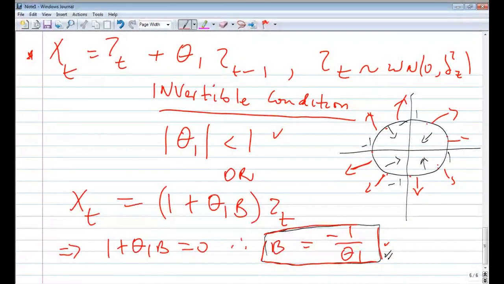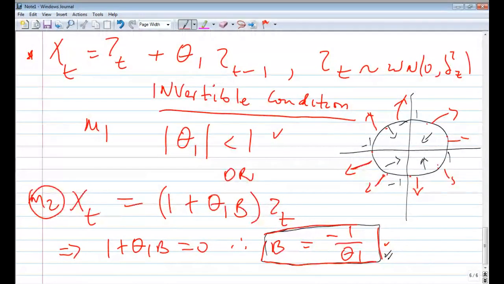Yes. So can you please explain again when the process is invertible or not? Which condition? Which method? Sorry, which method? Because there are two methods here. The second method. The second one.